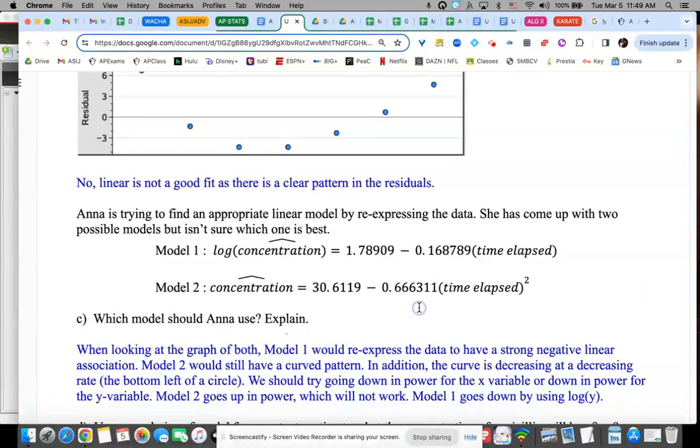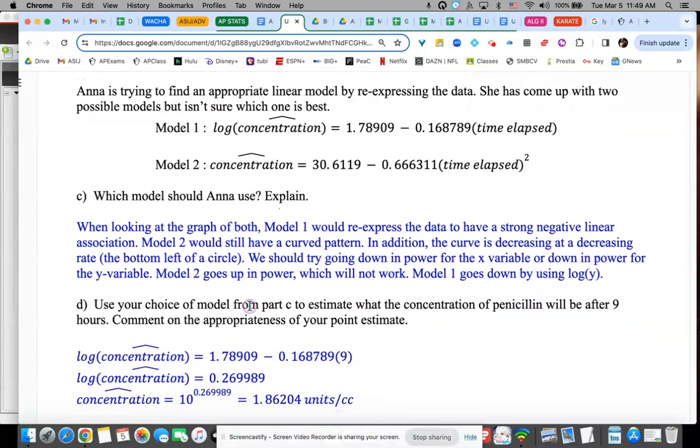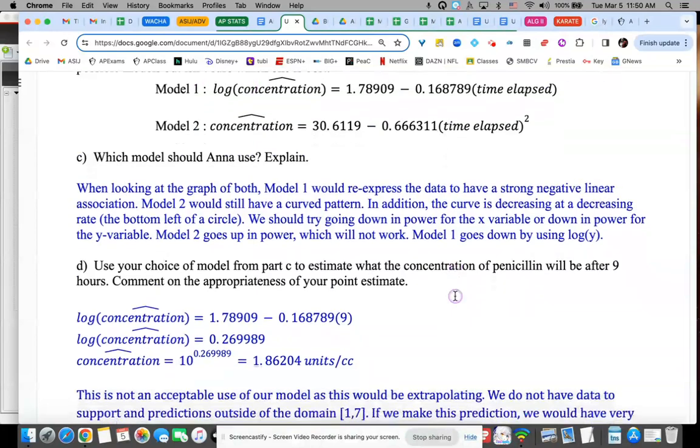So they offer me two possibilities. This one has a square that's going up in the power, which I don't want to do. I want to go down. So you should choose model 1. You should just say, I'm going to choose model 1 to re-express the data. And then when you do that, it should work for you. When you do model 2, it'll still have a curved pattern. This bottom left of a circle tells me that I should be going down in powers to try and straighten it out. Okay.